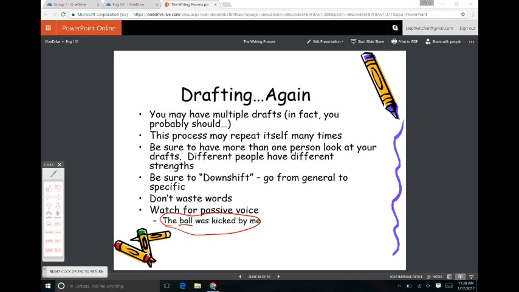Just one last thing to think about as you get started writing. All right, well, that's all for the writing process. Again, you can go back and look at the textbook that covers each of these steps in more detail.